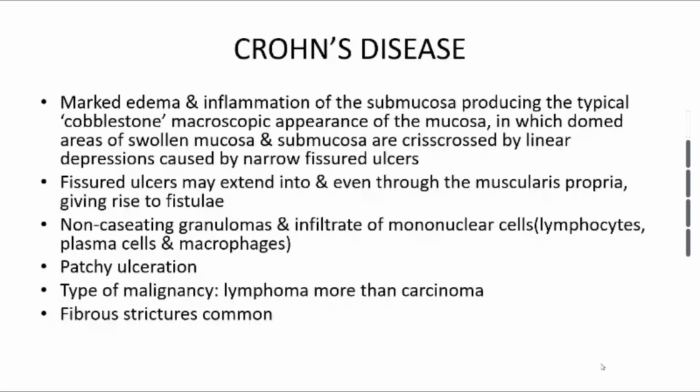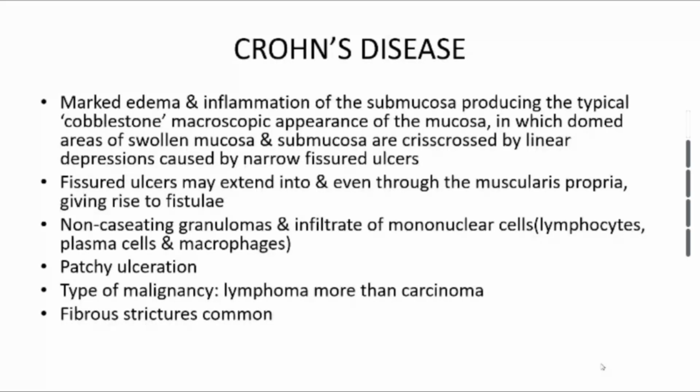And so there will be marked edema and inflammation of the mucosa, producing a typical cobblestone macroscopic appearance. So if you look at the mucosa, it looks like cobblestone. You can go and check what a cobblestone looks like. That is how the mucosa looks, in which domed areas of swollen mucosa are crisscrossed by linear depressions caused by narrow fissured ulcers. So you have got a cobblestone appearance.